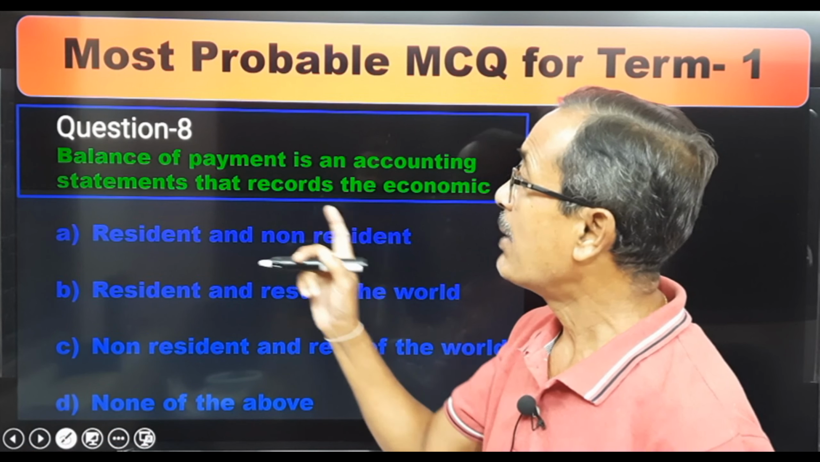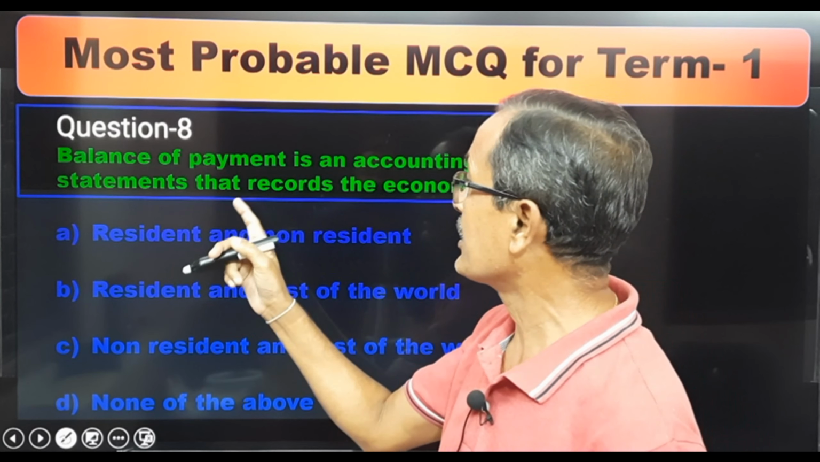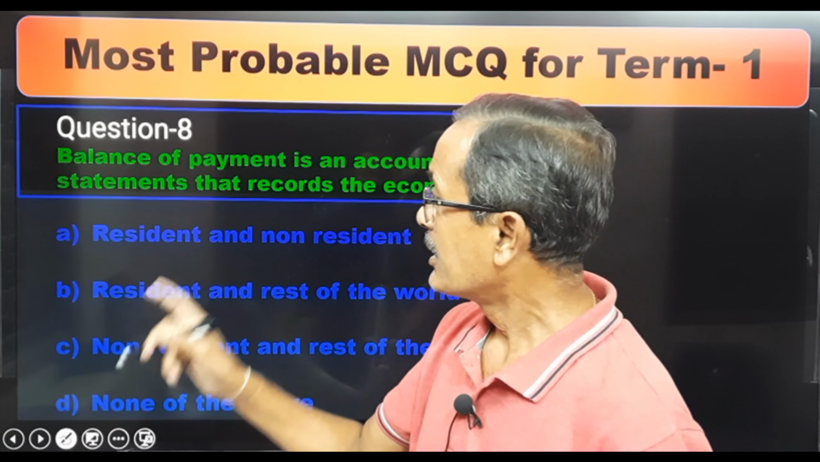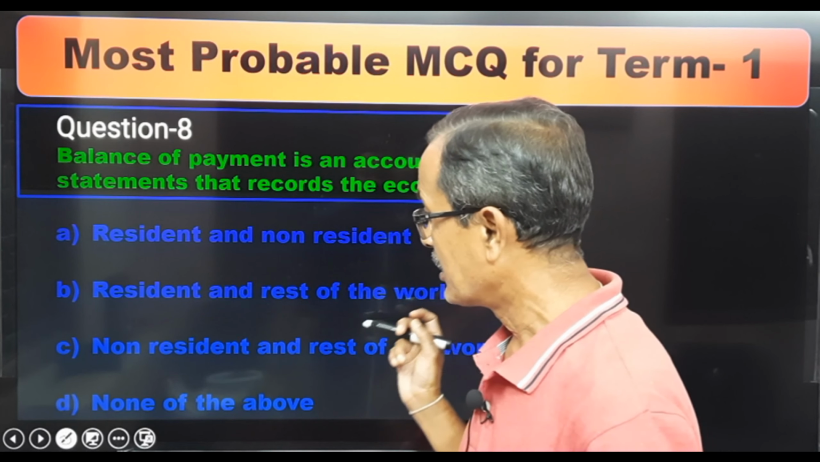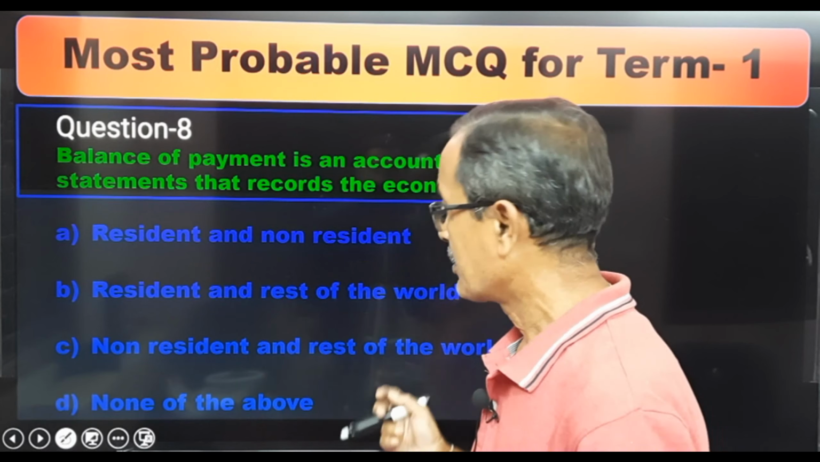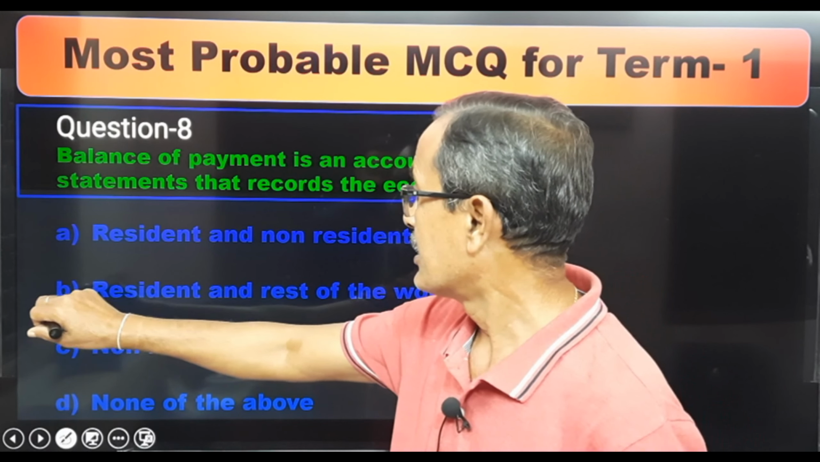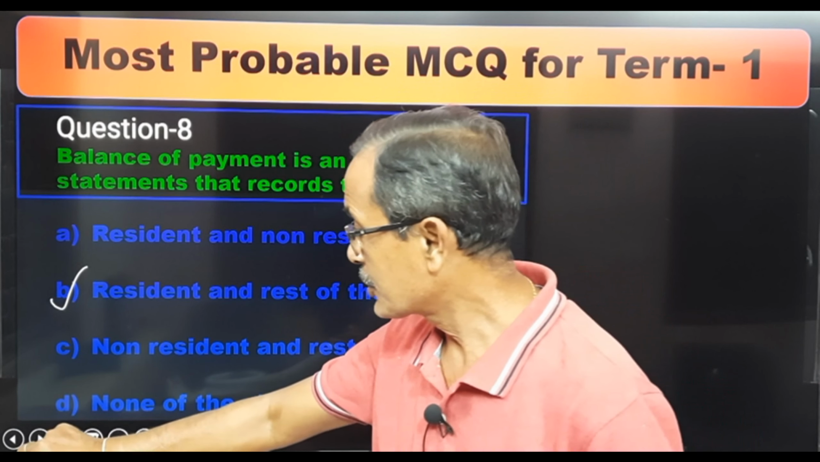Next question is question number 8. What is said here? Balance of payment is an accounting statement that records the economic transactions between, options given here: resident and non-resident, resident and rest of the world, non-resident and rest of the world. Your correct option is resident and rest of the world.